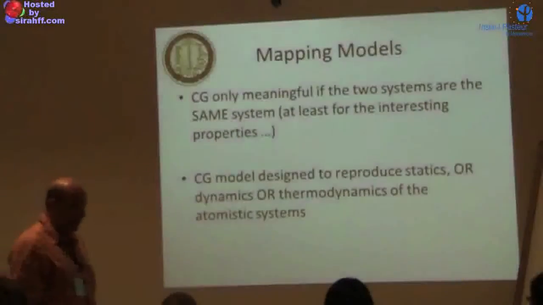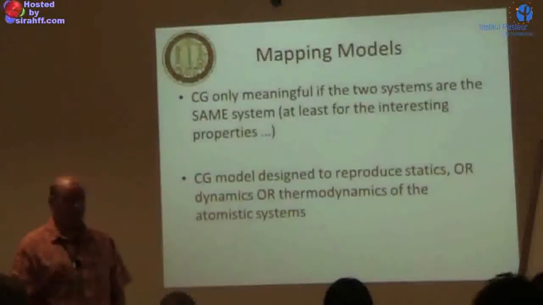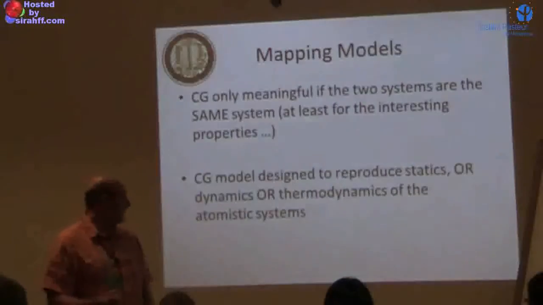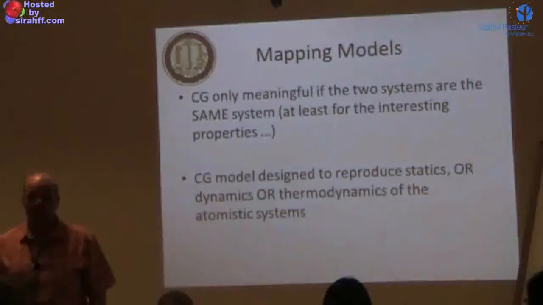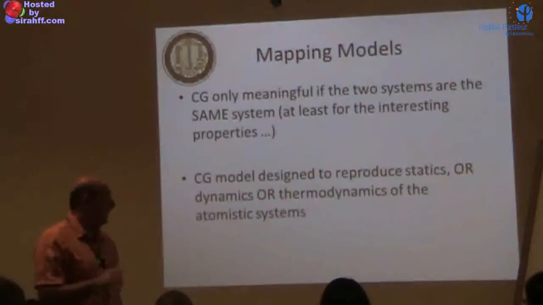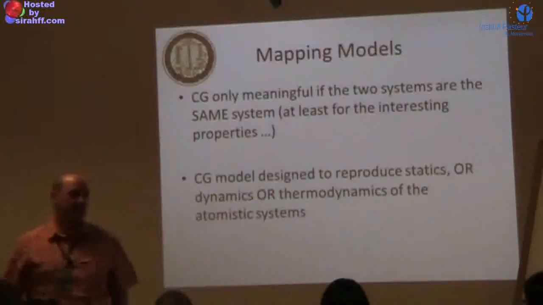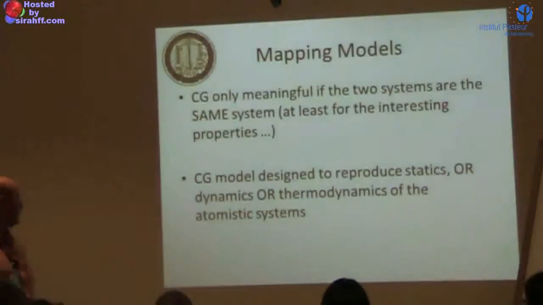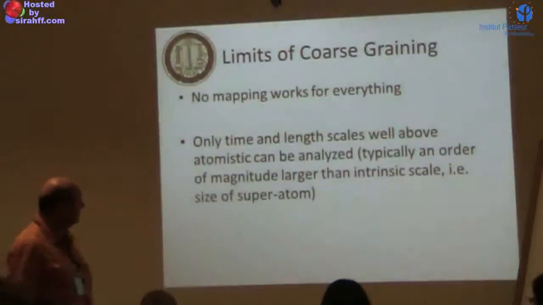Normally, as I already alluded to, coarse-grained models are applied to reproduce either the statics, the thermodynamics, or the dynamics of the atomistic system. We normally can combine the statics and the thermodynamics. Getting into the dynamics is very tricky, as Monica just talked about before. So there are obviously some limits. No mapping works for everything.